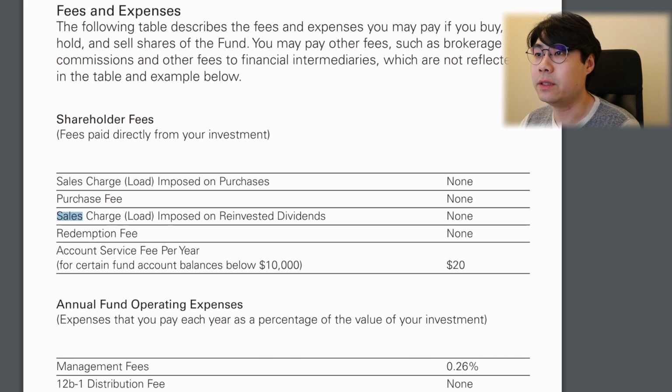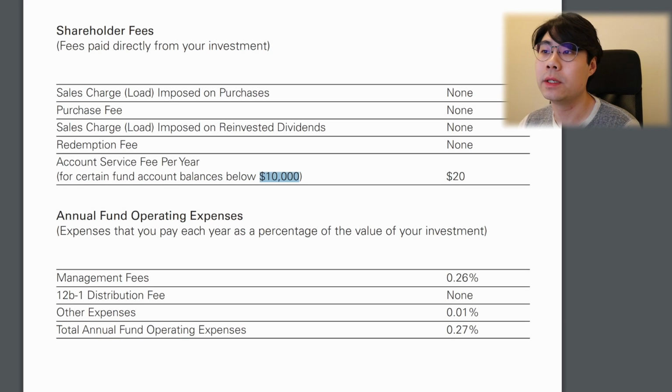So first of all, for the fees and expenses, they say that the sales charge, also known as load, is none on purchase or on reinvested dividends, meaning that any money that was returned from this investment that's reinvested into it, there's no fee for any of this, which is great. It does look like there is a service fee per year if you do not have an investment greater than $10,000, which is $20, and $20 of $10,000 is 0.2%, right? So, okay, that's something to take note of.